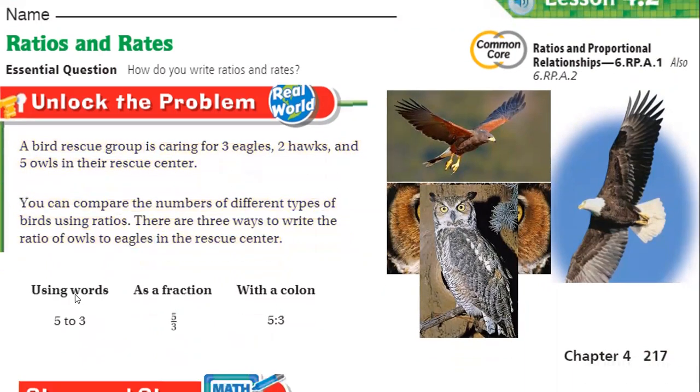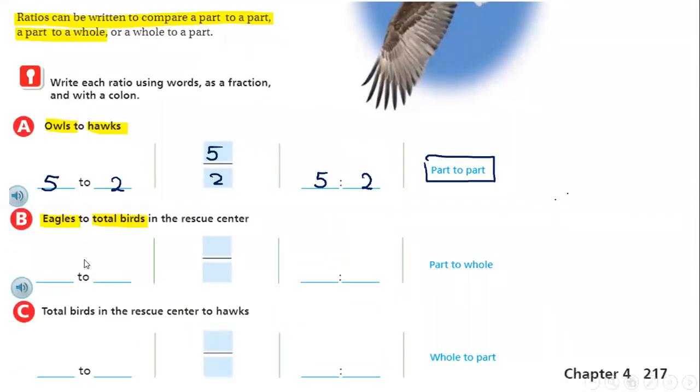They are 10. So, Abdulaziz, the answer here in the question, eagle is 3. 3 for eagles first. And the total number, what is the total number that you said? 10. So here the ratio between eagles to the total birds is 3 to 10. Do you understand, Abdulaziz?